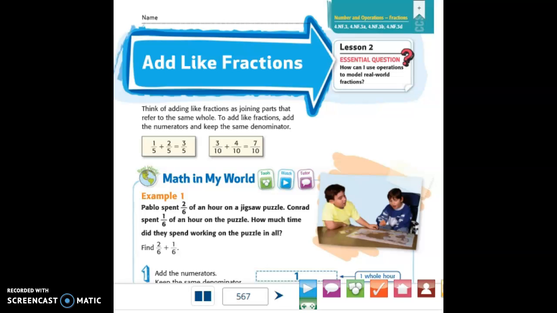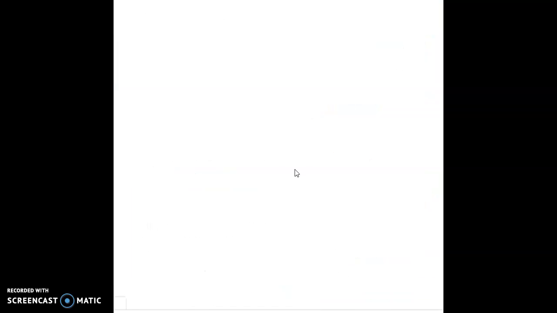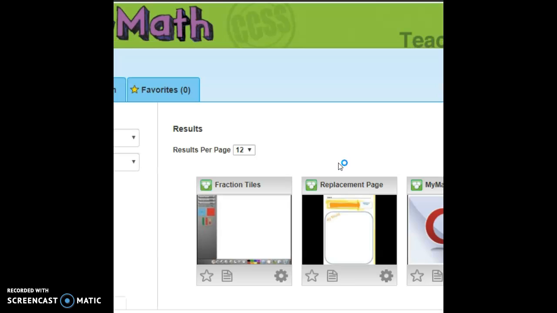So we're on chapter 9, lesson 2, and our essential question: how can I use operations to model real-world fractions? This is building on the models that we did yesterday, and if you still want to use those model tools, they are still available with that green box. Fraction tiles right here if you want to use those, but you don't have to.